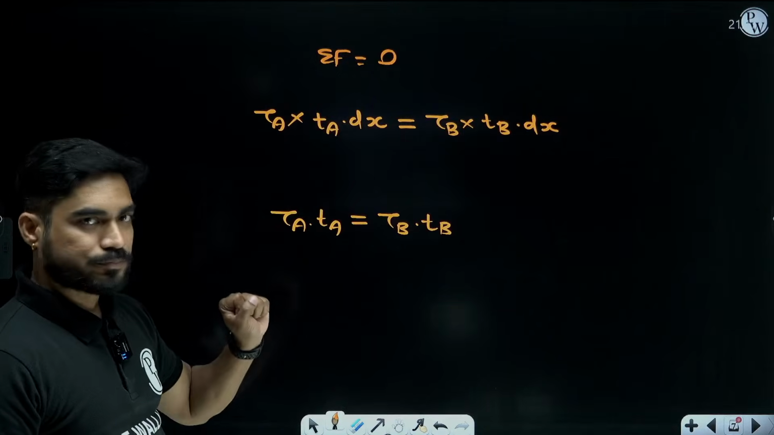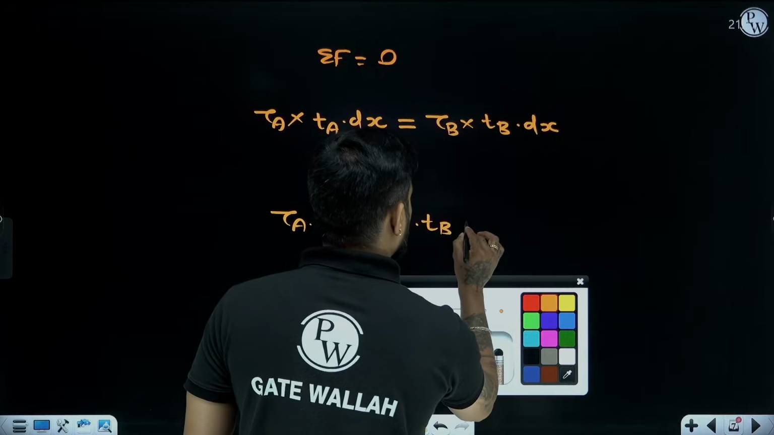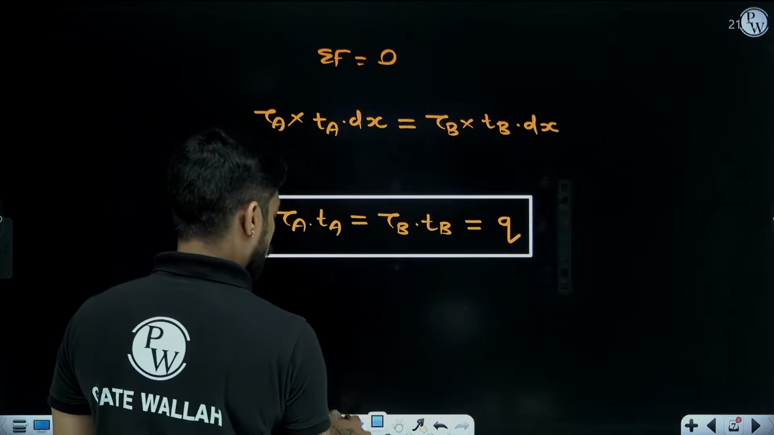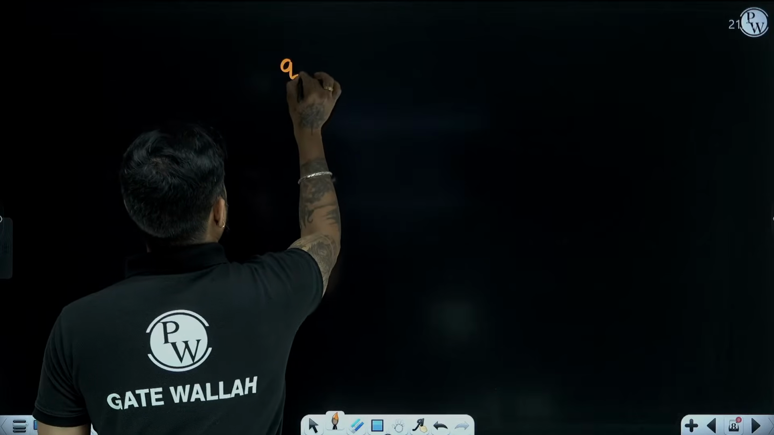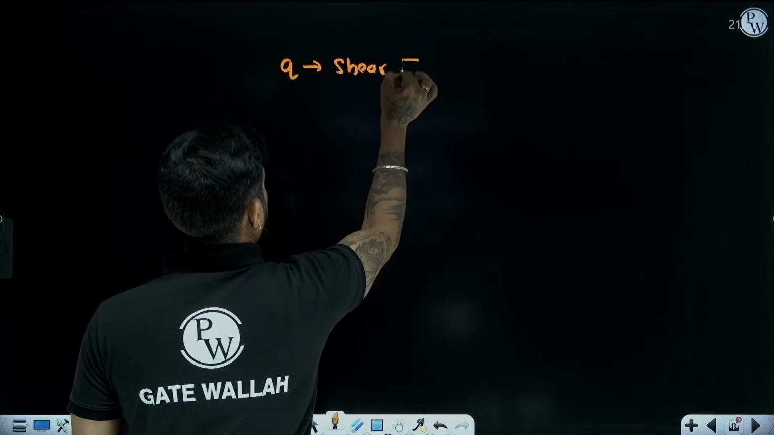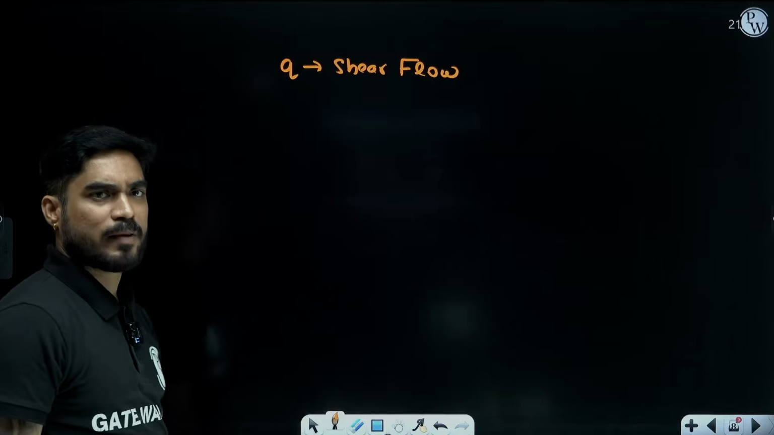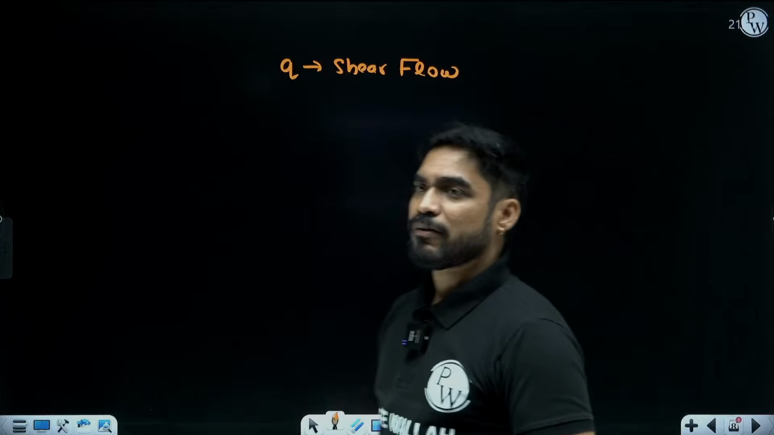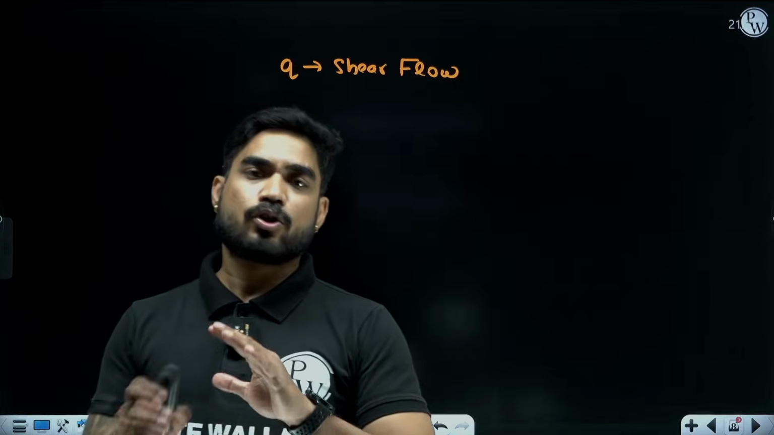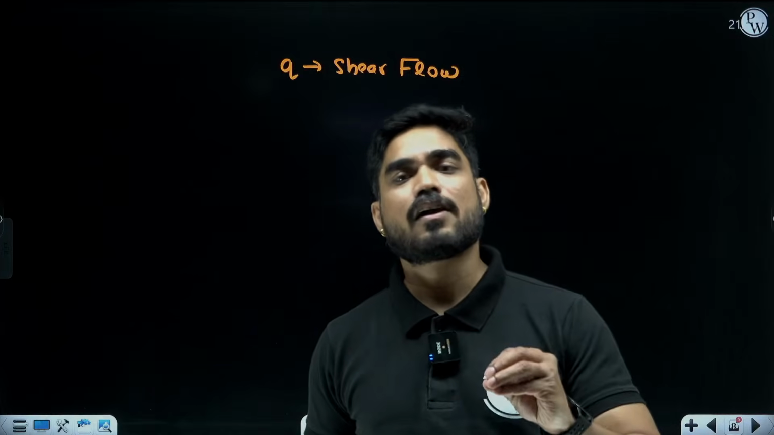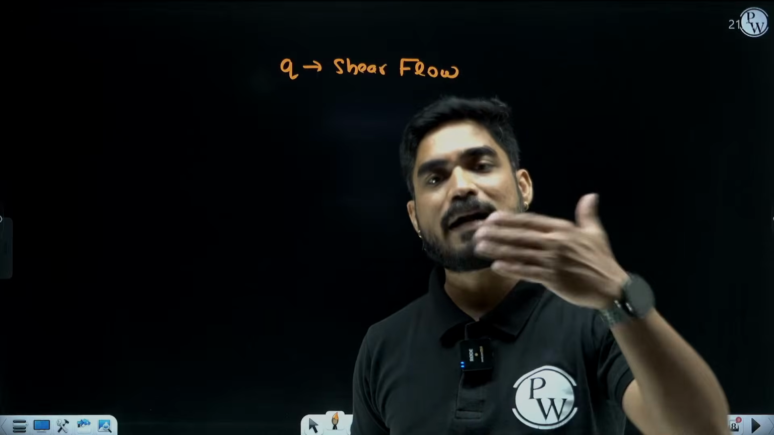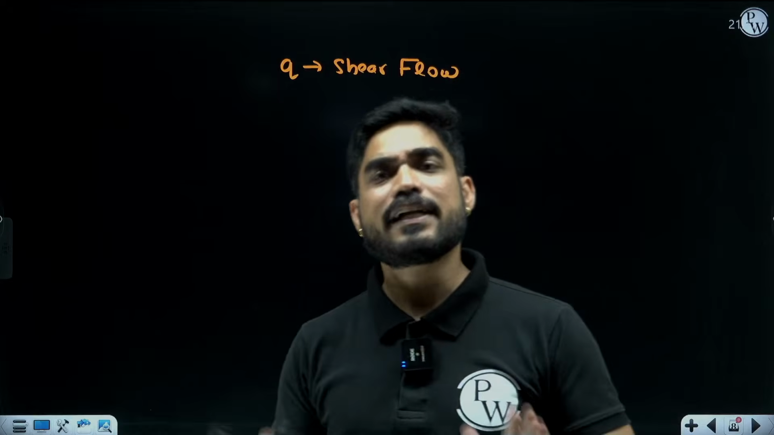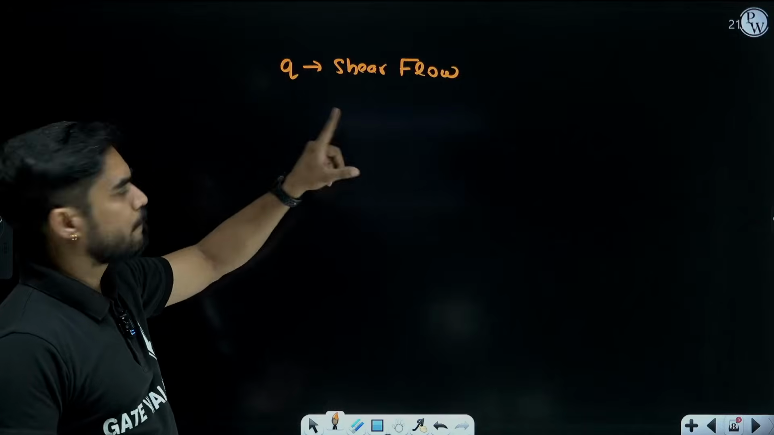Now, we introduce a parameter here known as shear flow. What is this Q? Q is known as shear flow. You might have heard of this parameter shear flow, because this is a very important parameter when you are studying thin walled members. Throughout structures you will study a lot of topics related to thin walled members. You will study bending in thin walled members, shear in thin walled members, torsion in thin walled members, and in every topic this parameter will be there, shear flow.